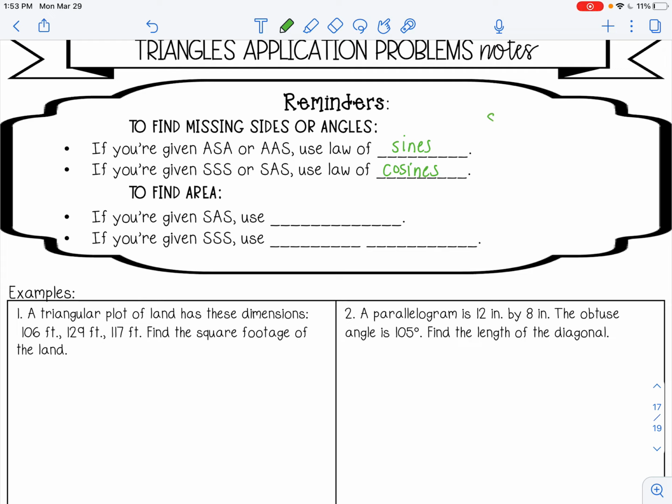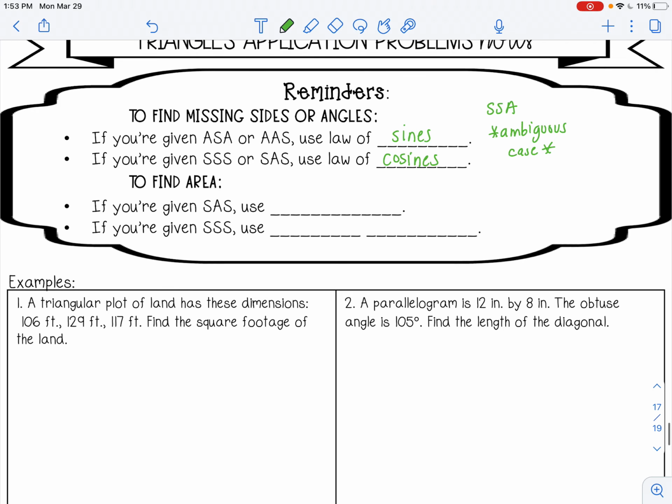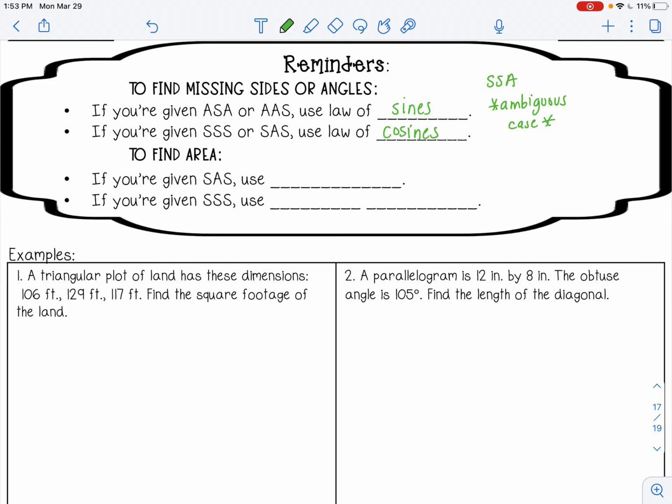And remember, in the case of side, side, angle, that's that ambiguous case where you need to see if a triangle can even be created or if two triangles could possibly be created. For area, if you're given a side, angle, side, you would use 1/2 ab sine C. If you're given all three sides, you would use Heron's formula.